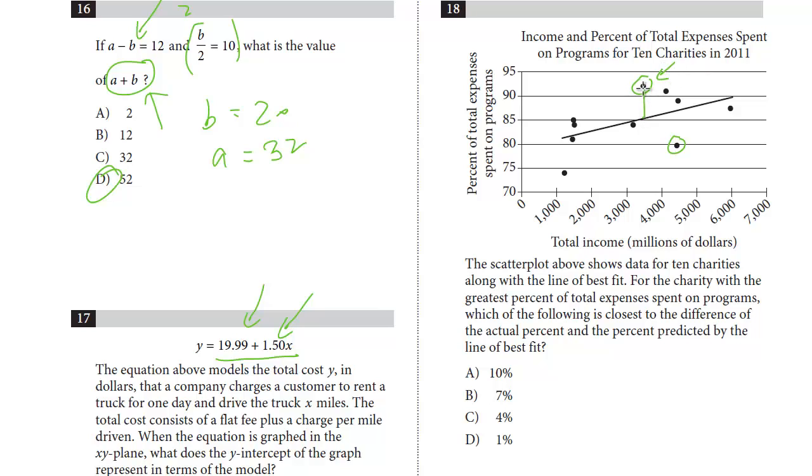So if you look at this percent, here's 90 and 95. This looks to be about 92. That's this point here. And if we go straight down to the line of best fit, it looks to be exactly 85. And so what's the difference in percent between 92 and 85? It's just 7. So it's a pretty straightforward question. The answer is B.